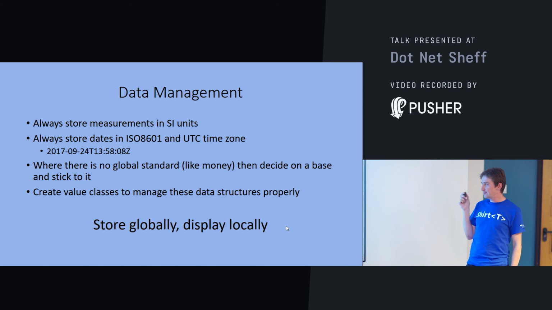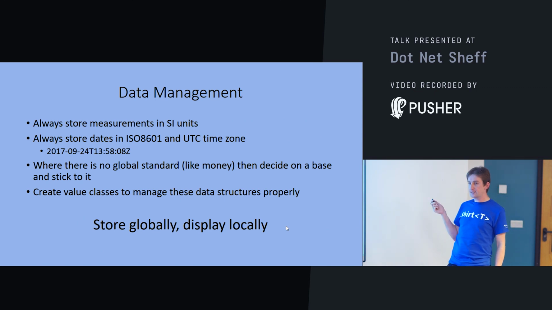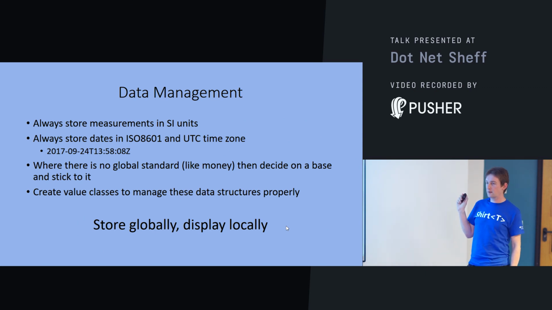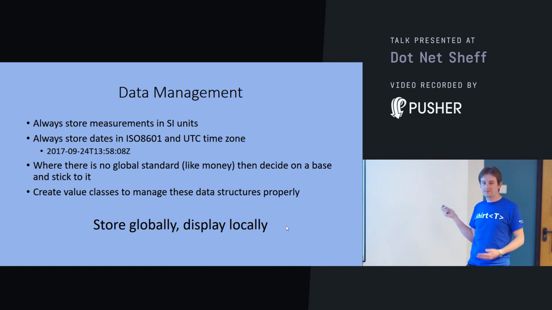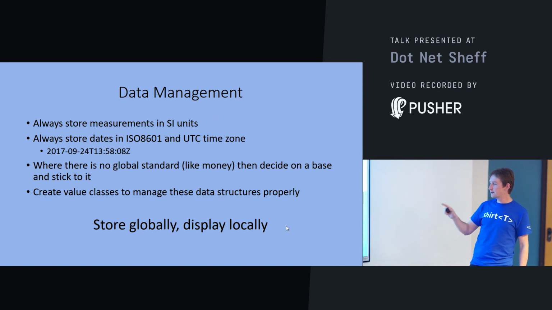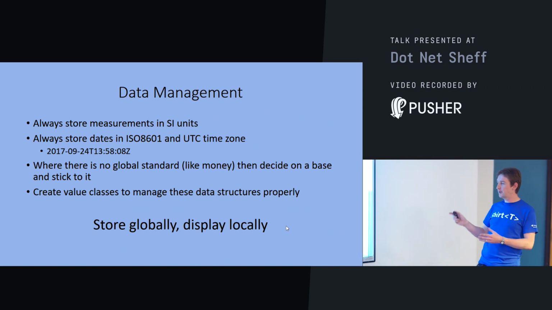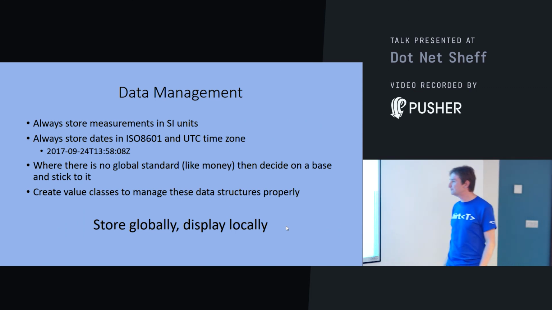Where there isn't a global standard like money, then just pick a base and stick to it. You could argue that money as a base is US dollars, but really that depends on the country that you're working in, what you're converting from and to. And if you can, create value classes to manage the data structures properly so that you don't accidentally get the wrong data type out. The golden rule of all of this is store it in a global format and display it in the local format.